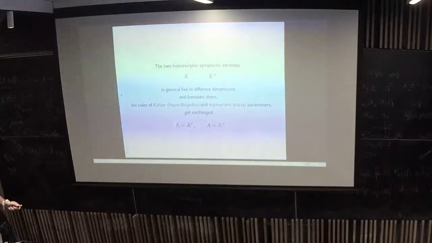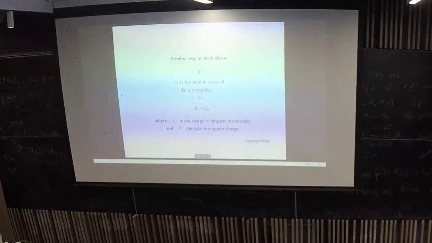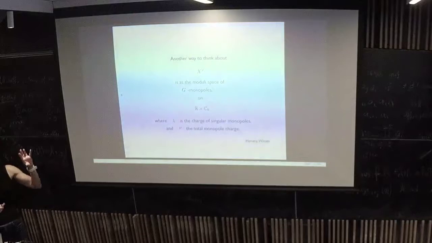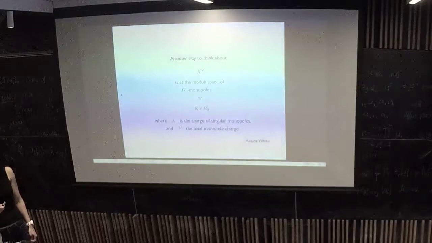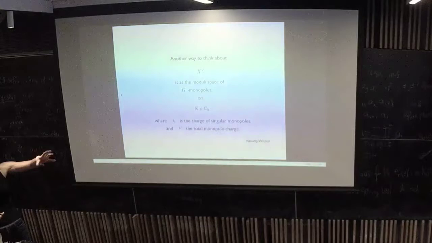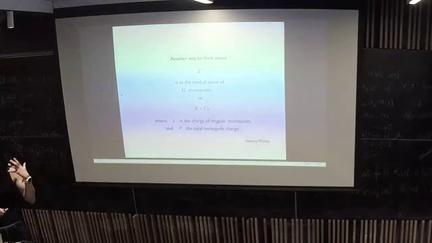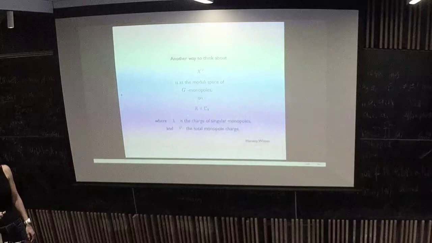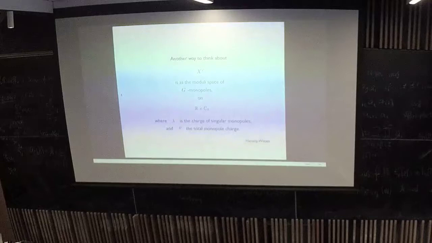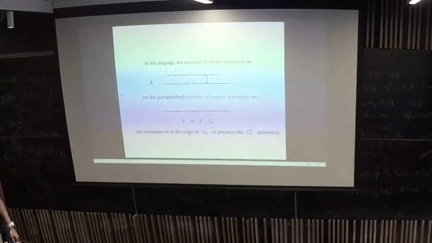Now, this other way I kept advertising, thinking about X JAC, is that it is the moduli space of G monopoles on R times C. Remember we use this symmetry that scales the holomorphic symplectic form on X, not on X JAC, by parameter h bar. That symmetry gets related to rotations of one of the complex planes. So you break up the space in which the monopoles live, which starts off as R3, into R times C. And then lambda is the charge of singular monopoles, and nu is the total monopole charge. So in this language of monopoles, the positions of vertex operators on a Riemann surface are positions of singular monopoles on R.